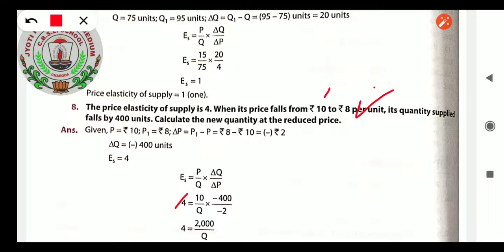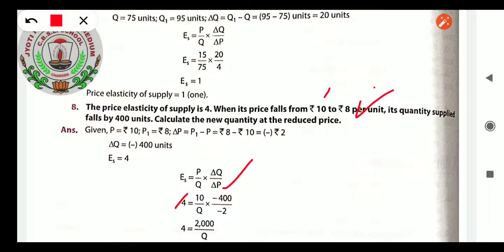Its quantity supplied falls by 400 units, meaning change in Q equals 400 units. Falls means a minus sign will be there. We have to find the new quantity at the reduced price, the current quantity. So we will use the same formula of ES, P upon Q into change in Q upon change in P.